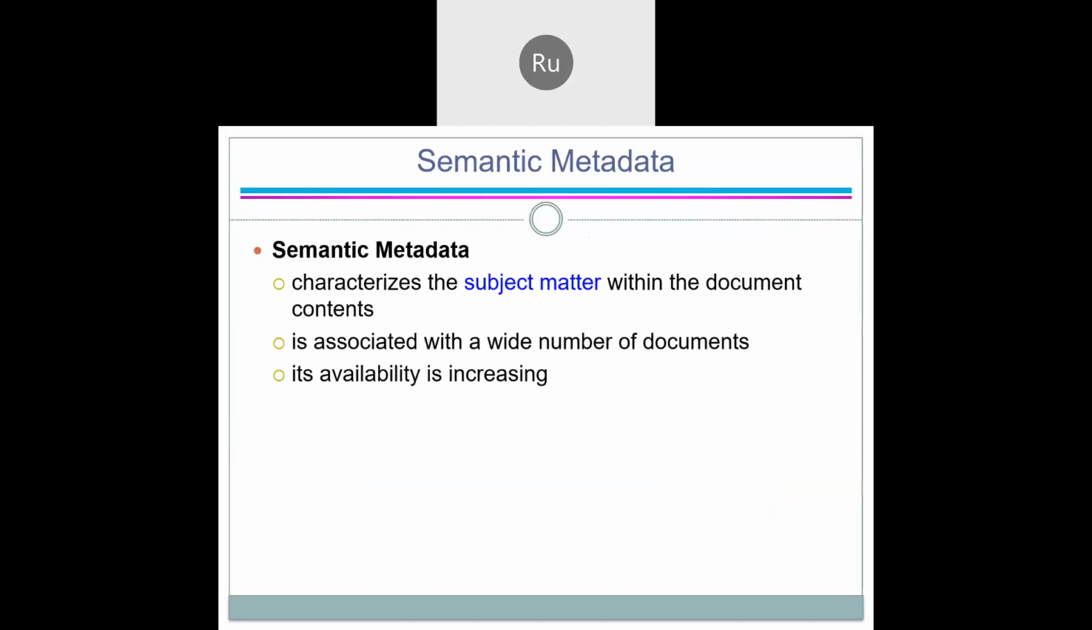So when we talk about semantic metadata, it refers to the meaning or the concept or the content of your document. So they characterize the subject matter within the document content. This is important because remember last time we wanted to do clustering. By clustering, we are grouping them into documents consisting of similar topics, so they are close to each other. So later on, we will use clustering on how we group them based on the content.